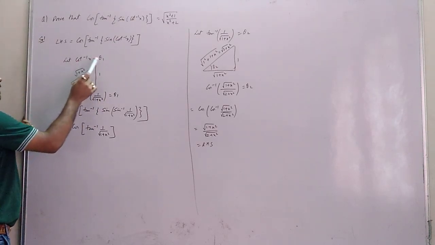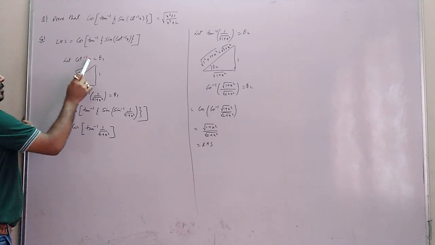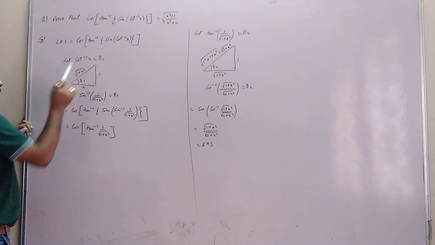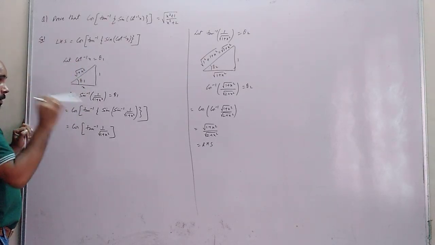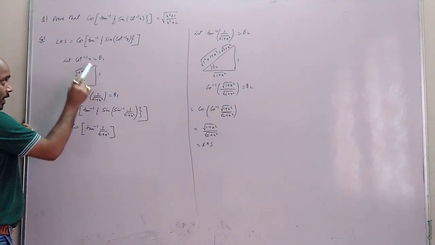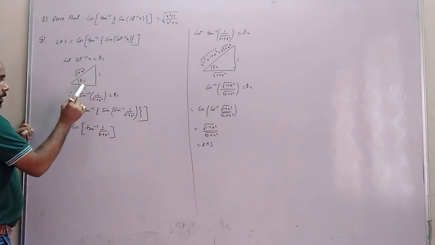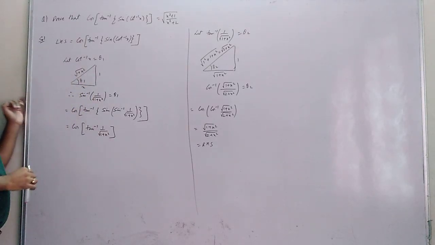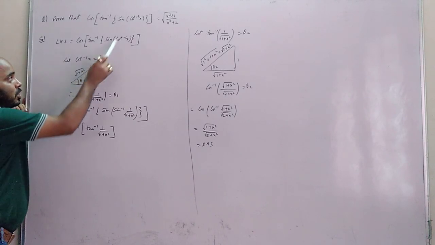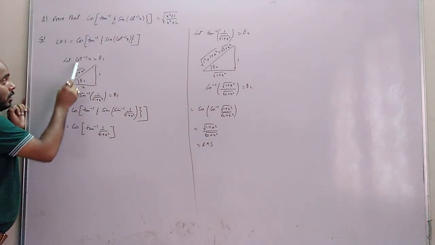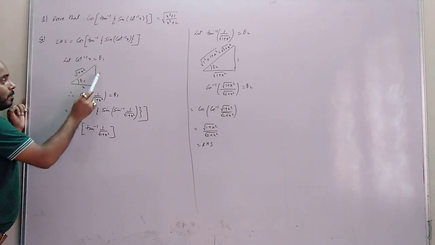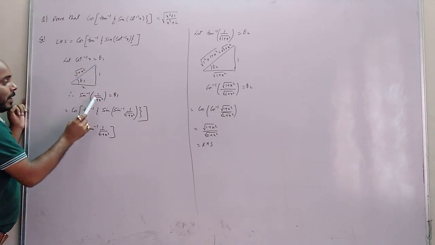So cot inverse x is theta 1, base by perpendicular. What is base? x. Perpendicular is 1. x by 1. Tan is perpendicular by base. Then what is cot? Base by perpendicular. Base is x, perpendicular is 1. Find hypotenuse: under root perpendicular square plus base square. Now I have to convert this into sine inverse. So therefore theta 1 equals sine inverse perpendicular by hypotenuse, 1 by hypotenuse.